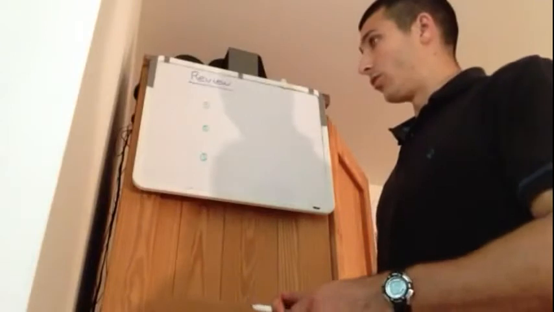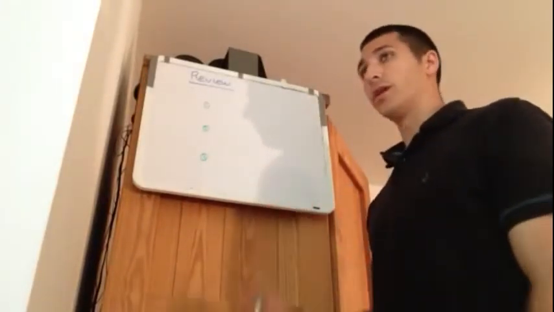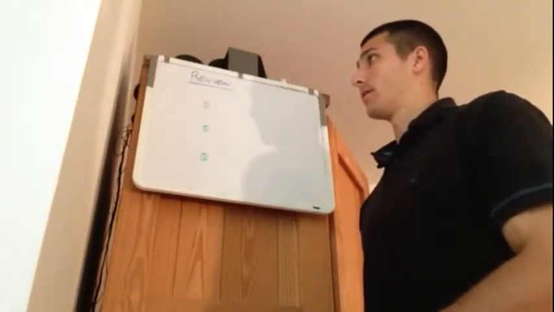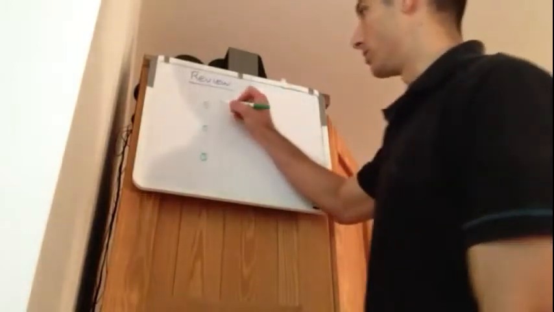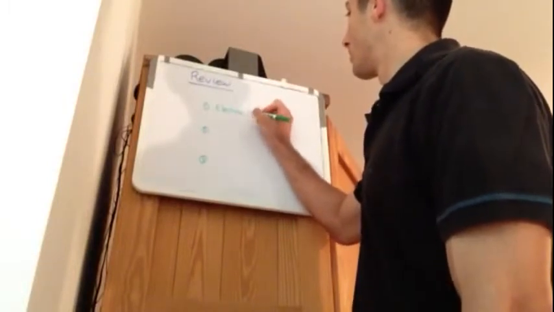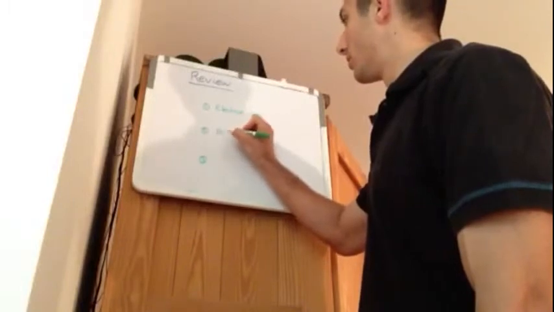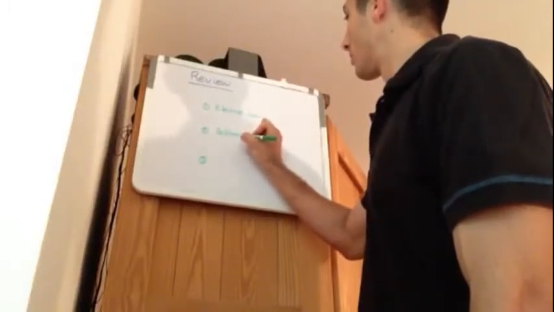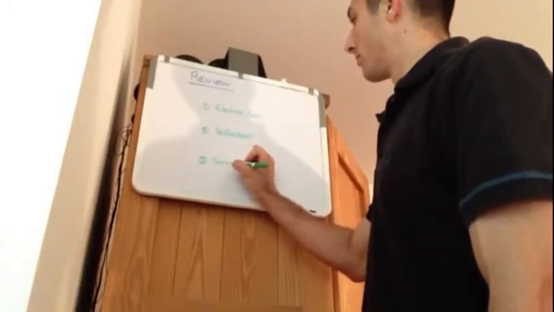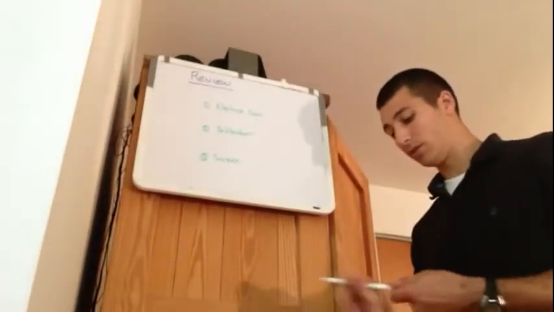Okay guys, let's go ahead and do a quick review here. Just go over the things we were just discussing. So first, what were the three components we were talking about? Okay, so our first component for the CRO was going to be our electron gun. Next, we're going to have our deflectors. And finally, we're going to have the screen. Okay, so electron gun, deflectors, screen. Those are the three main components.